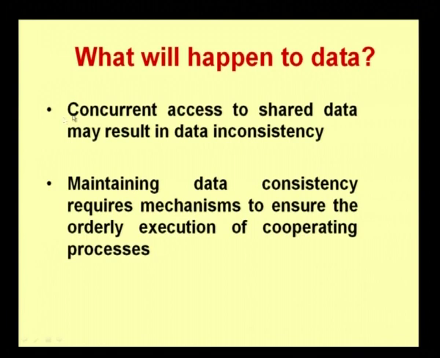If it is going to enter into a critical section, how is it handled? Here is what will happen to the data. First we will see what will happen to the data that has been put in a process. Here the concurrent accesses to shared data may result in data inconsistency, because at the same time you are going to access the data which has been shared, and it will result in inconsistency. Then maintaining data consistency requires a mechanism to ensure the orderly execution of cooperating processes. I suppose you might be remembering the details of a cooperating process, the difference between a cooperating process and an independent process.